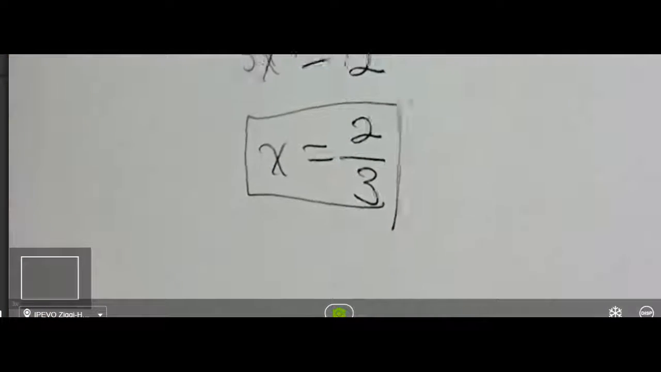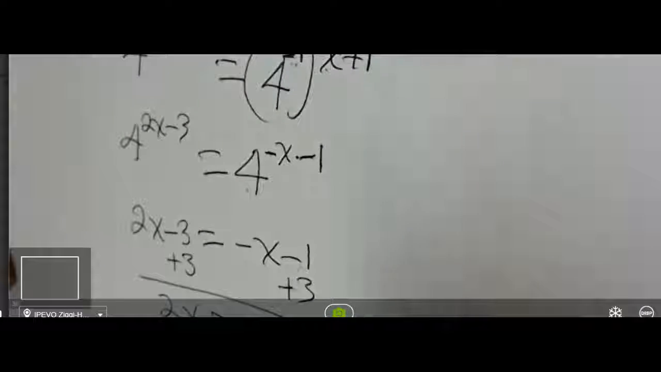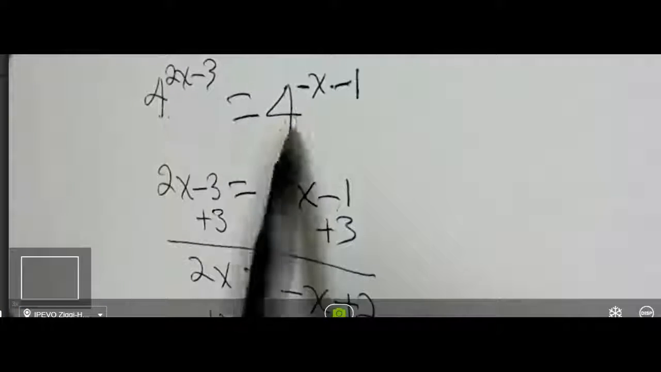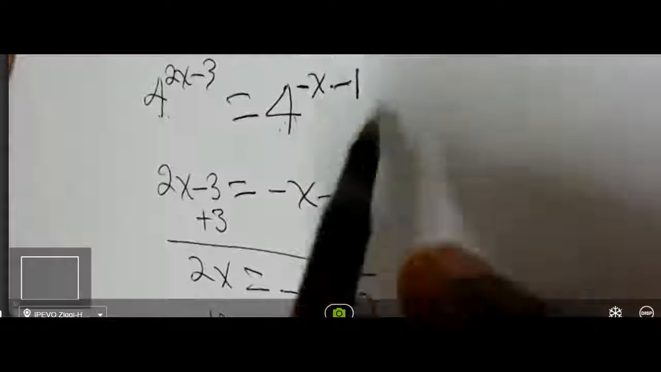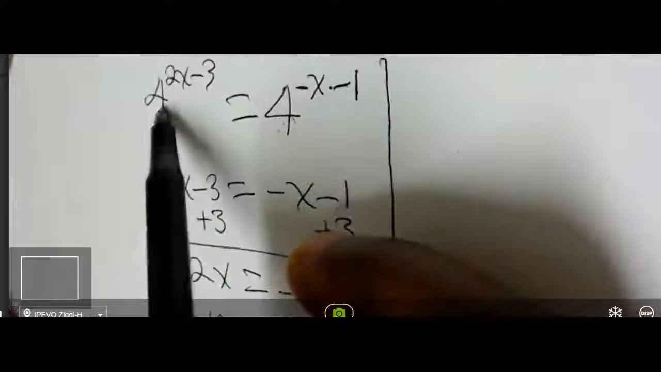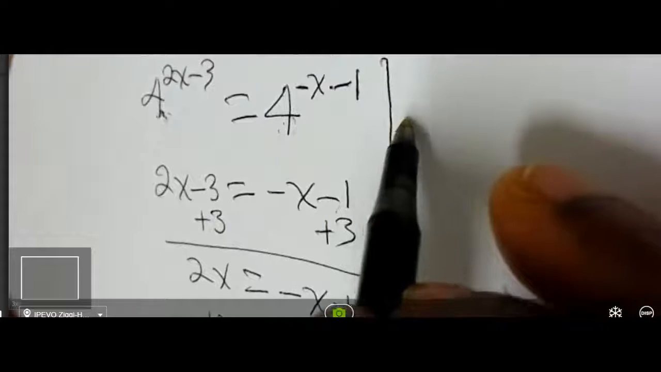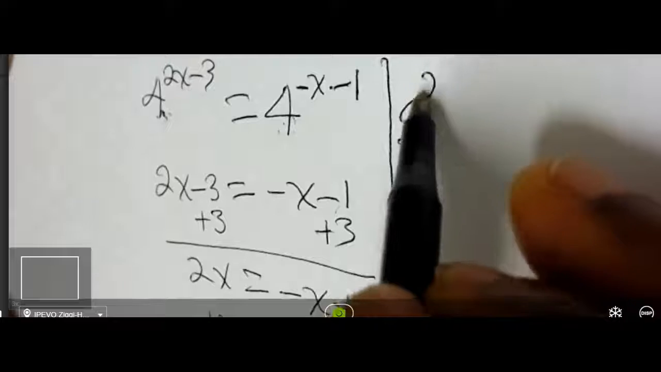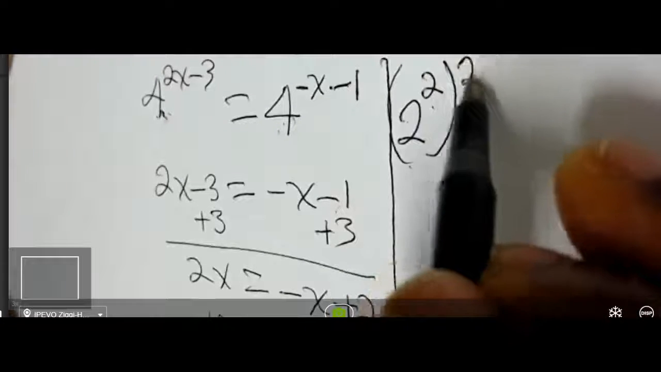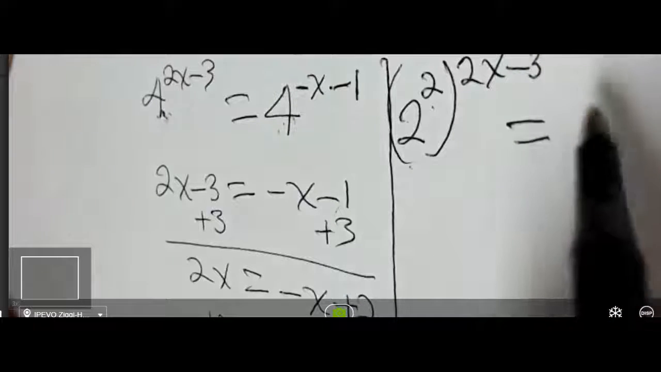Another way we could do this is, let's go back, just for the sake of it, sometimes you have numbers here that are not the same. You can find a smaller number. Okay, so 4 is 2 times 2. So if we multiply 2 twice, 2 to the power 2 will be 4. So we can have that and still keep the exponent 2x minus 3. But then we have to change both of them.